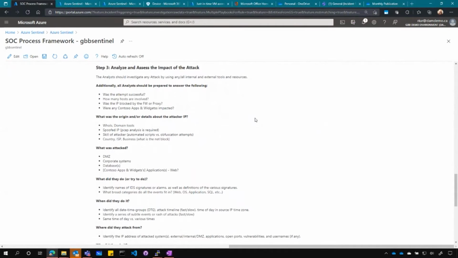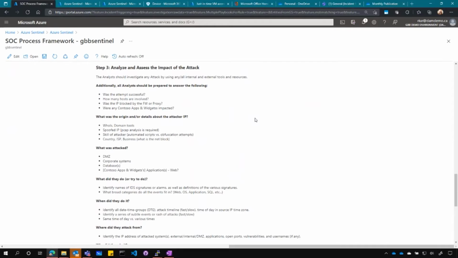Step 3, then we talk a little bit about how to analyze and assess the overall impact, right? How successful was it? How many hosts were involved? Was it blocked? Was it successful? Were there identities and accounts that were compromised? Was it a service principal account, or was it a domain admin, right? Or was it a local admin? Or was it just a basic user trying to get access to some of those other identity types? Whatever the case may be, you want to be asking yourself questions around these type of activities so that you get a good understanding and idea around the overall impact of the attack.